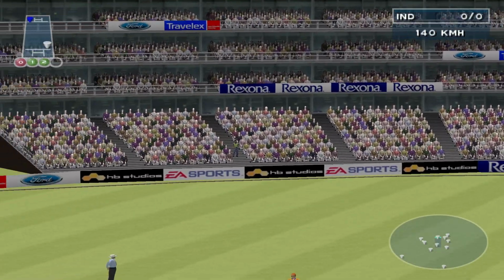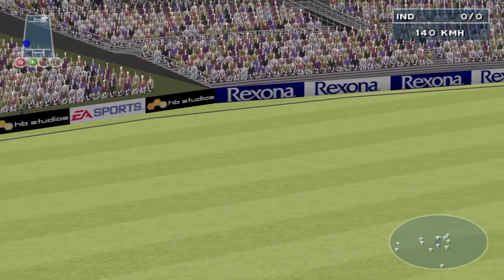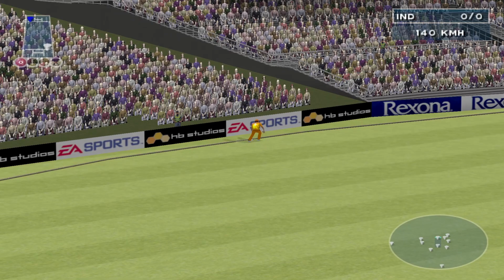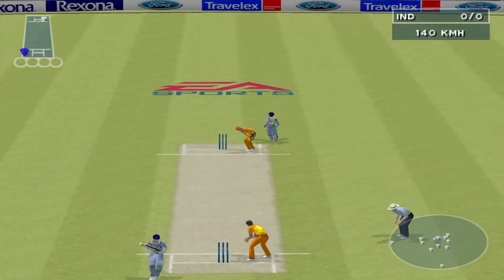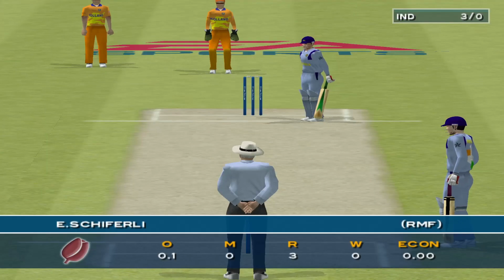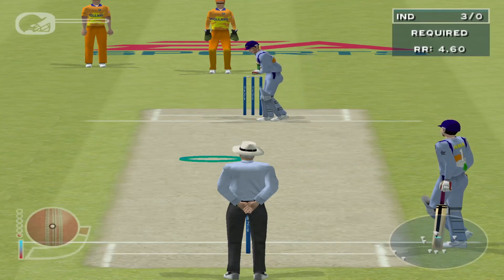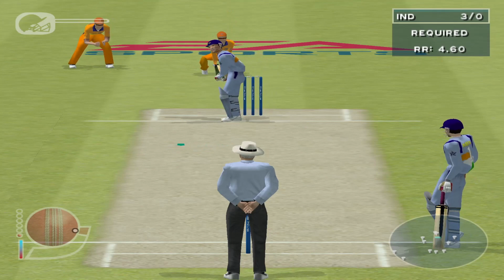Ismaija is after that one. That's cut off by Ismaija. There's the first runs of the day for India. That was really good running by the batsman. Putting pressure on the fielders like that can lead to missed fields and extra runs.